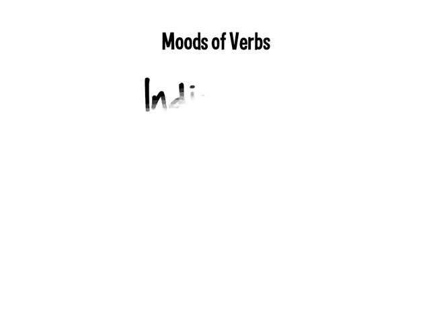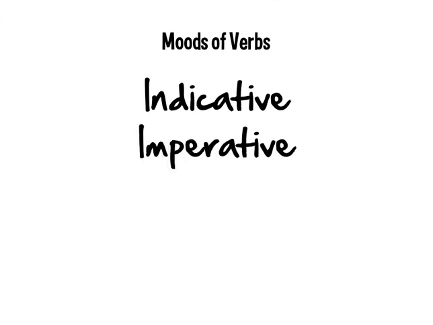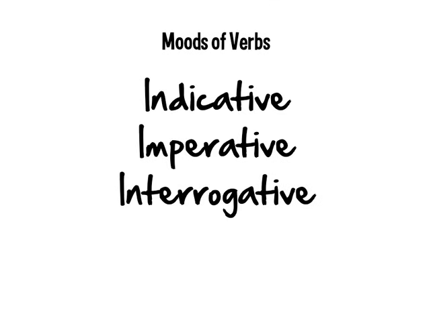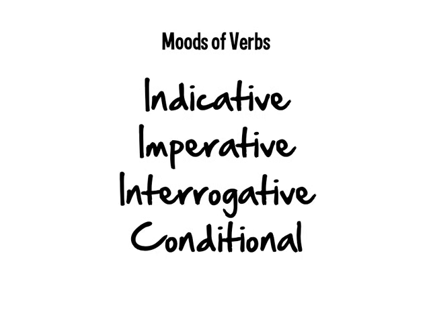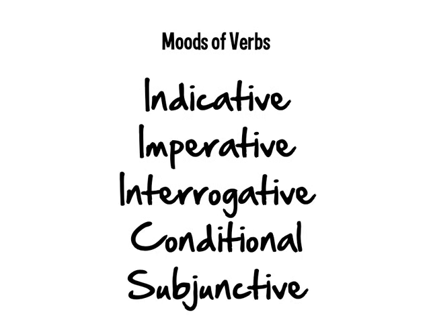So, the moods of verbs. First off, we have the most common, the indicative mood. Then we're also going to move into the imperative mood. We also have the interrogative mood. Finally, we're going to move into the trickier ones, conditional mood and subjunctive mood.